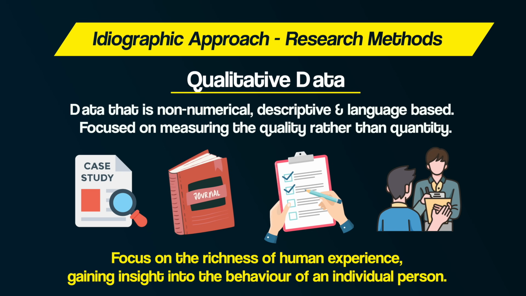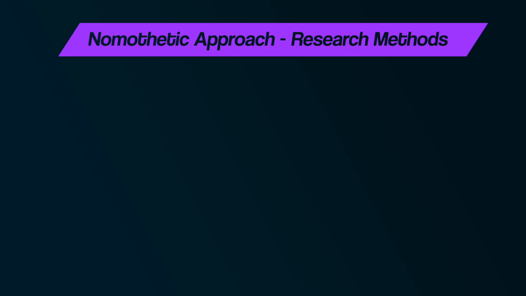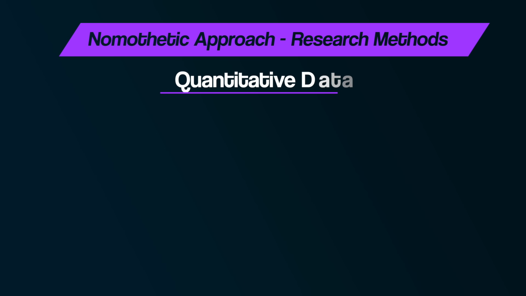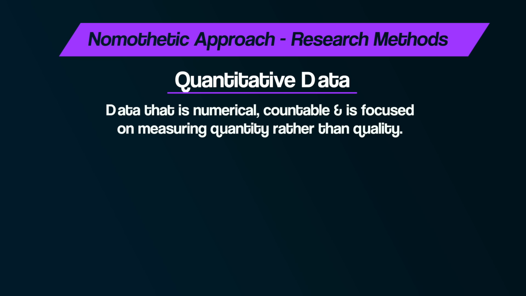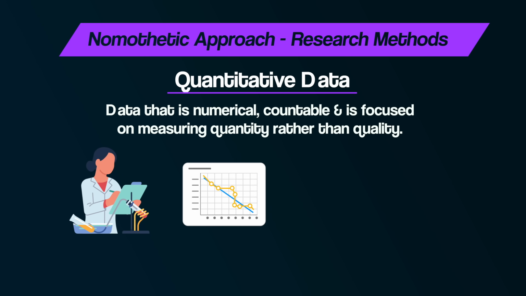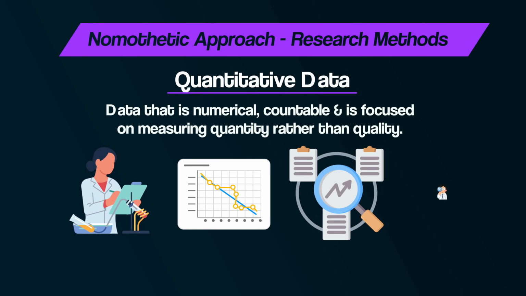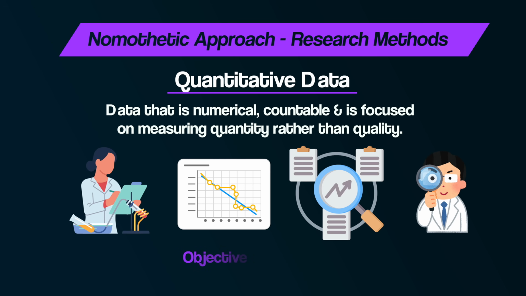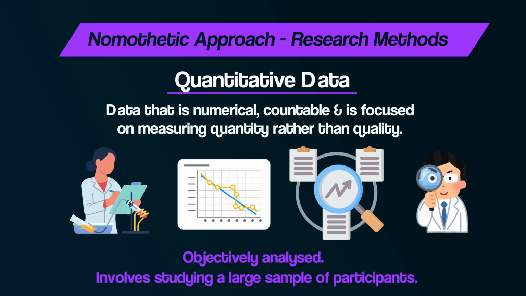In contrast, a nomothetic approach gathers quantitative data. This is data that is numerical, countable, and is focused on measuring quantity rather than quality. This type of data is gathered through research methods such as experiments, correlations, meta-analysis, and observations that can be objectively analysed and involves studying a large sample of participants.